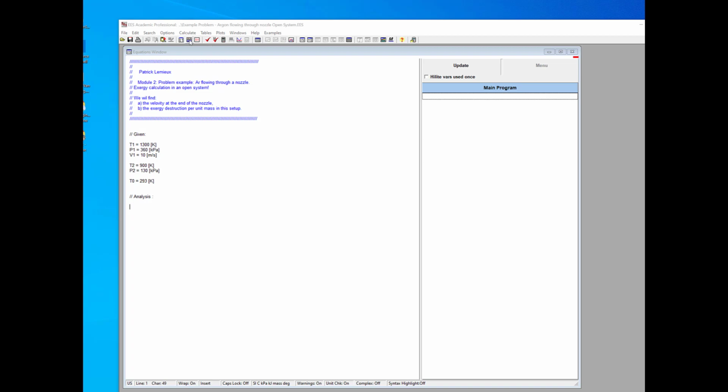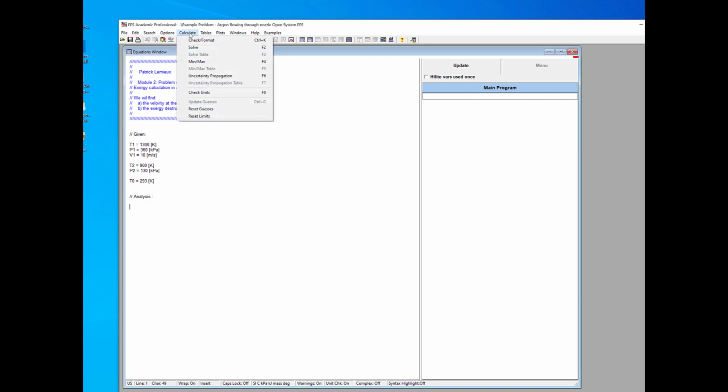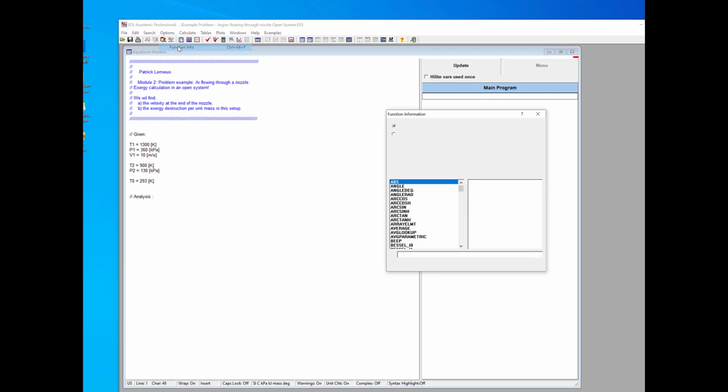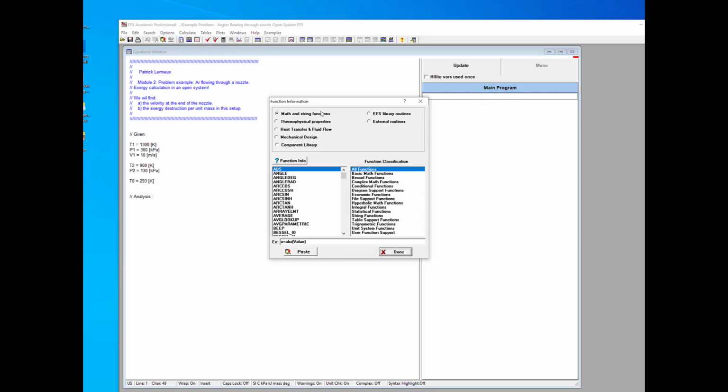is this button right here on top of the page, which I think you can also find somewhere else too. There's usually a bunch of places where you can find everything in EES. Function info, there you go. So there's another way of getting the very same menus of options for functions for information. Pull down options and go to function information, or this button right there, same thing.